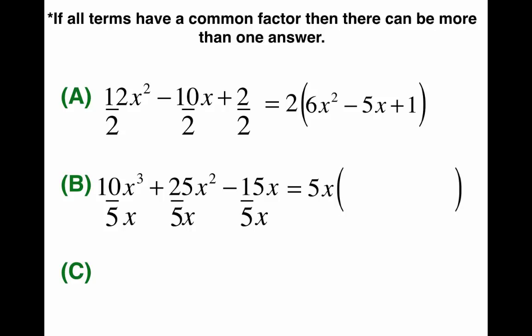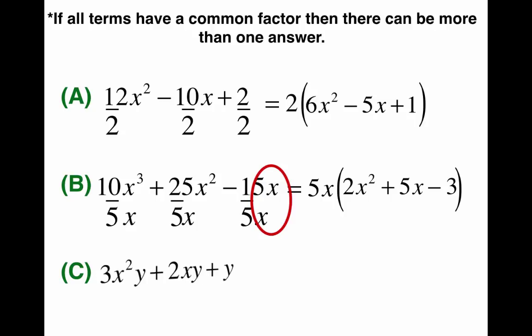So the 5x would be in front because that's what we're dividing out. 10 divided by 5 would give me a 2, but it'd be 2x squared, because x to the third take away an x, and then x squared take away an x, and then x divided by x would just be 1. So look, we're going to get this: 2x squared plus 5x minus 3.